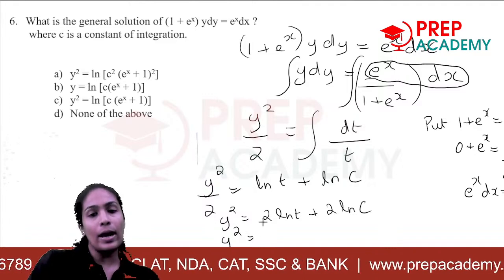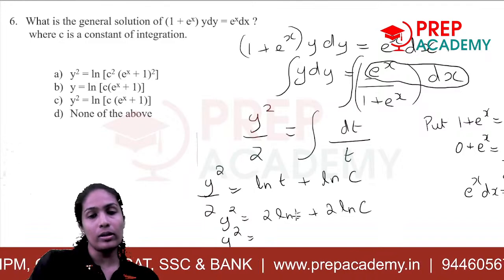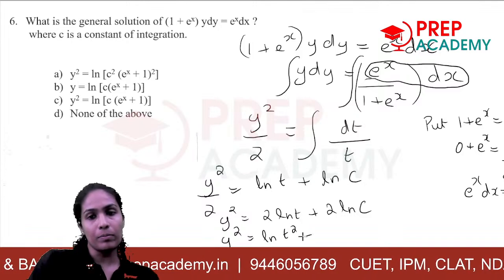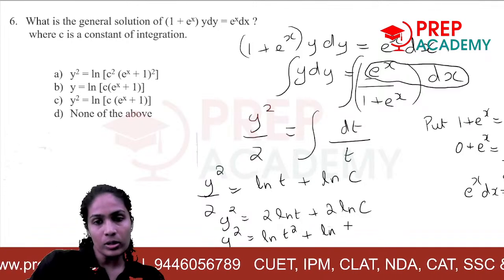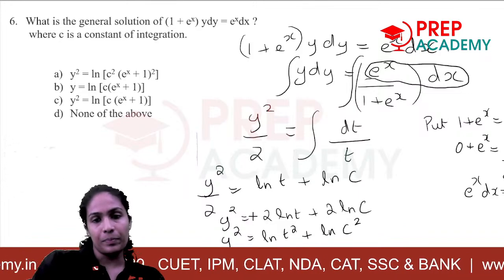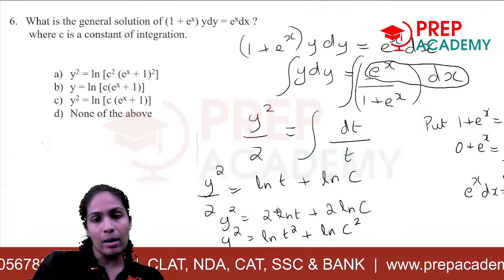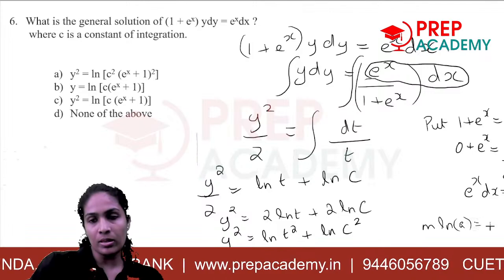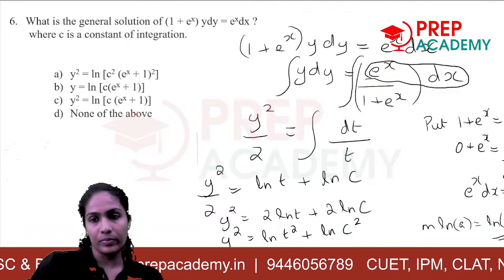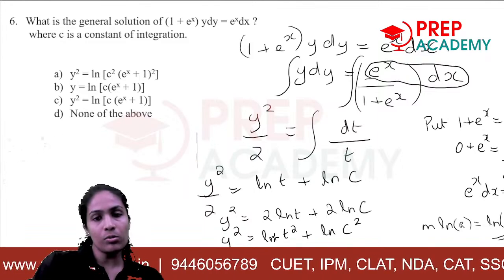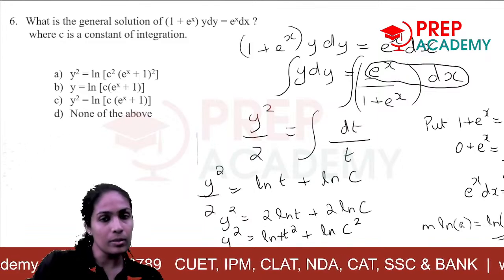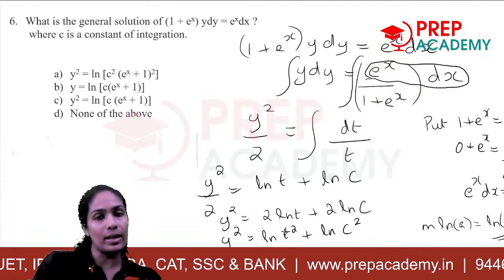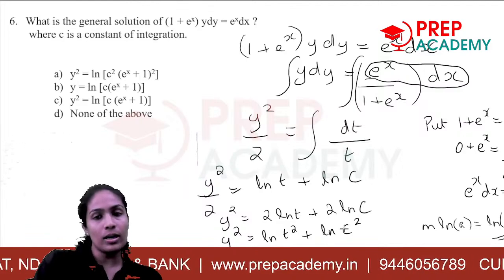Y square is equal to... m log a can be written as log a raised to m. So 2 log t can be written as log t square, plus 2 log c can be written as log c square. The property used is m log a is the same as log a raised to m. So 2 log t is equal to log t square. Ln denotes natural logarithm. Log denotes common logarithm. Natural logarithm means the base is e. So ln t square plus ln c square.